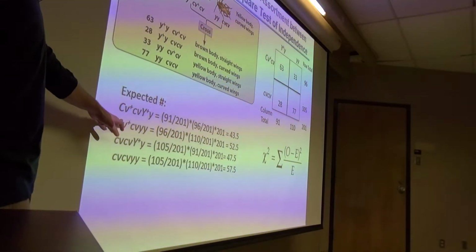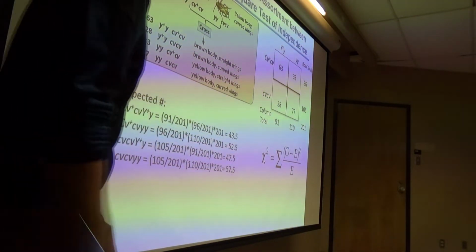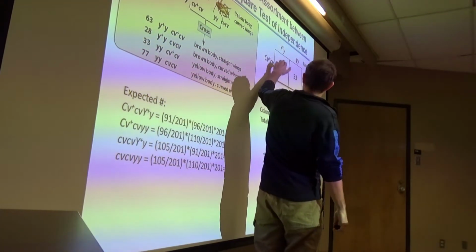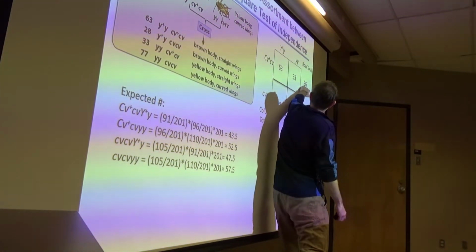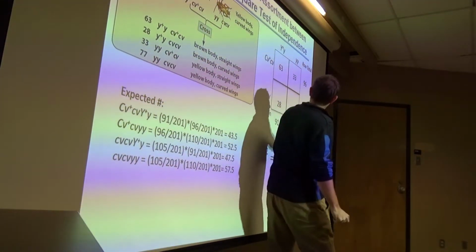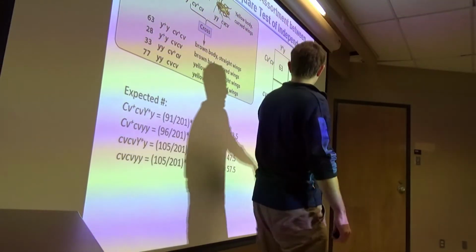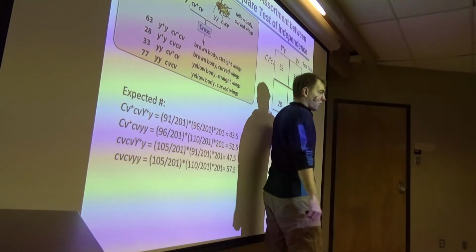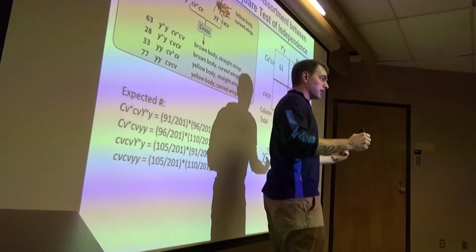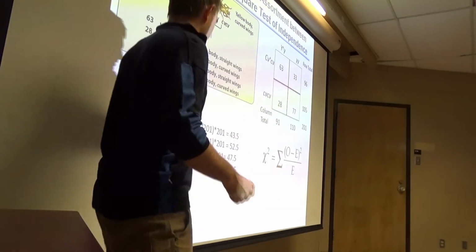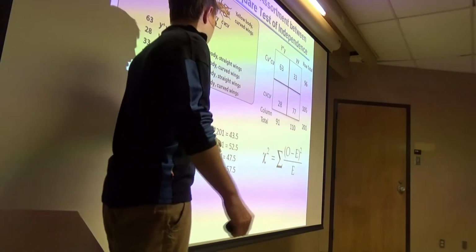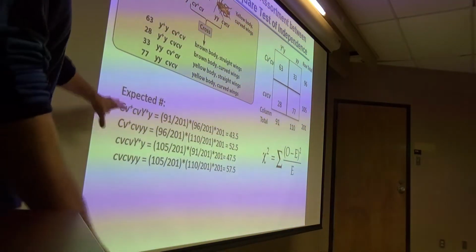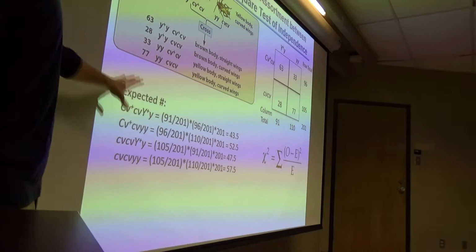What's the probability that we get one big CV allele and one little Y allele? That would be this box right here. Again, what's the probability that we get a CV allele? 96 divided by 201 altogether. What's the probability that we get a little Y allele? 33 plus 77, so 110 over 201. The probability we get those two things together, we multiply them together to get a particular frequency, and multiply that times the number of progeny we actually have. We expect to get 52.5 progeny in that particular cross.